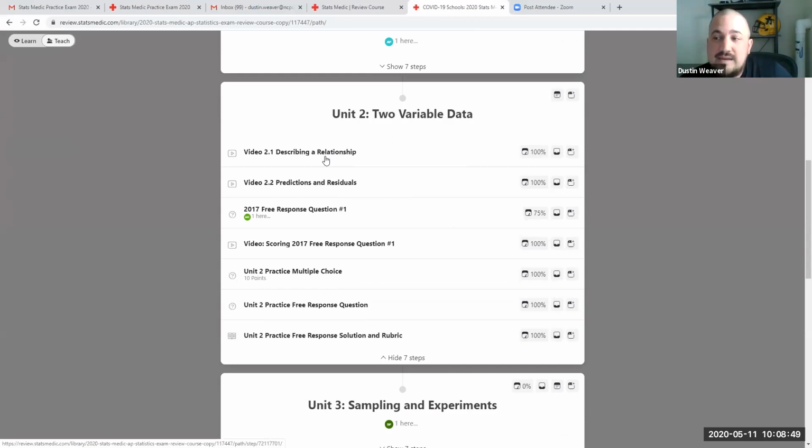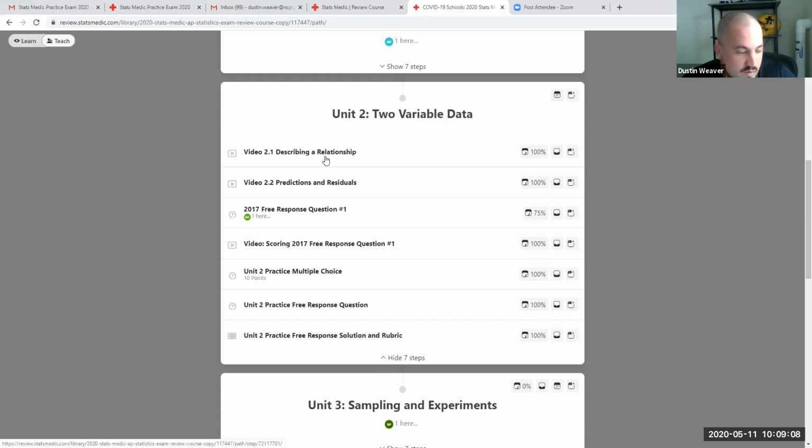Then we talked about making predictions. So the least squares regression line helps you to make the prediction. The residuals tell you how far away your actual value was from the predicted value. And then we worked on a free response question that kind of incorporated a lot of that together.